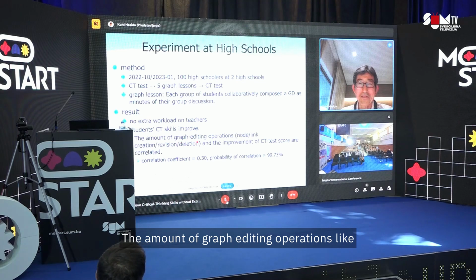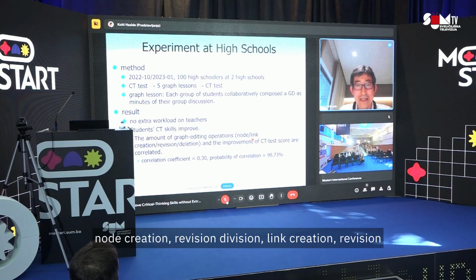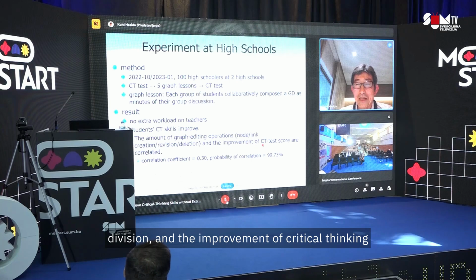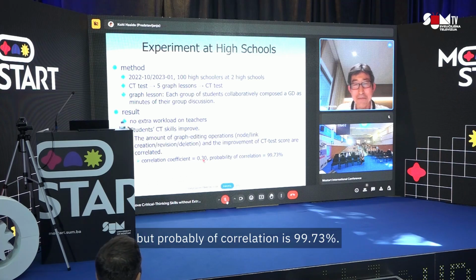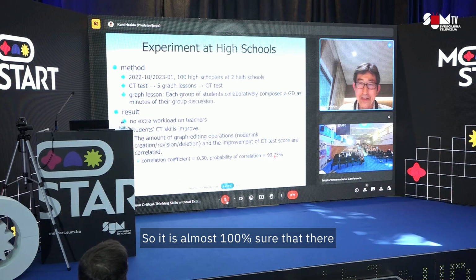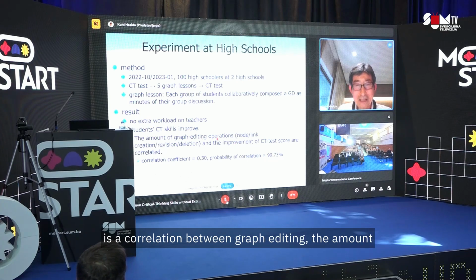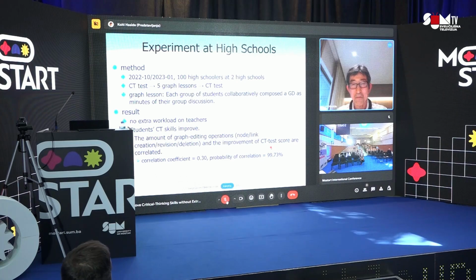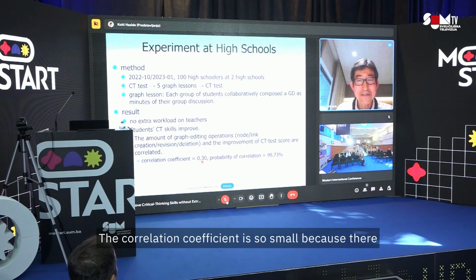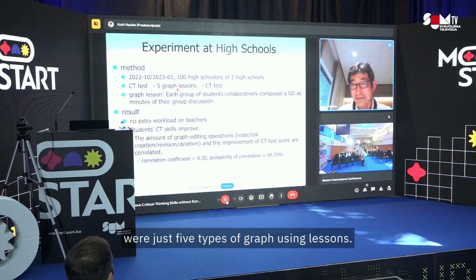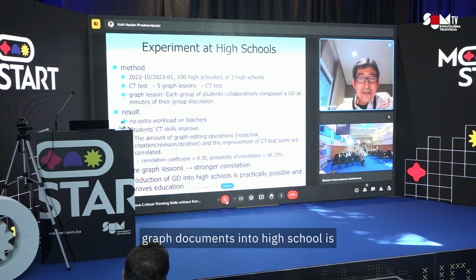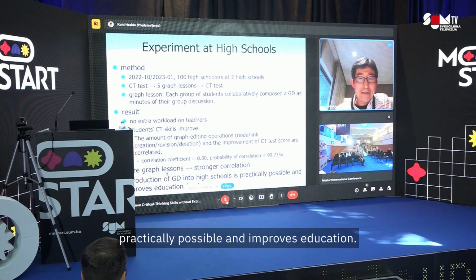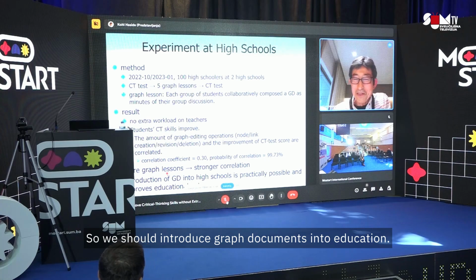The amount of graph editing operations, like node creation, revision, deletion, and link creation, revision, deletion, and the improvement of critical thinking test score are correlated. The correlation coefficient was 0.3, which is not so big, but the probability of correlation is 99.73%. So it is almost 100% sure that there is a correlation between the amount of graph editing operations and the improvement in the critical thinking test. The correlation coefficient was small because there were just five graph lessons. If we did more graph lessons, there should be a stronger correlation. So the conclusion is that introducing graph documents into high school is practically possible and improves education. So we should introduce graph documents into education.